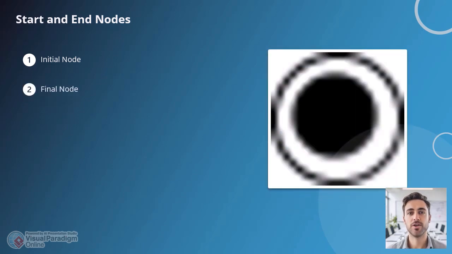The final node is a black circle with a border. It signifies the termination of all control flows and object flows in the activity diagram.